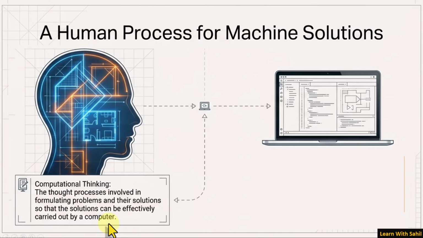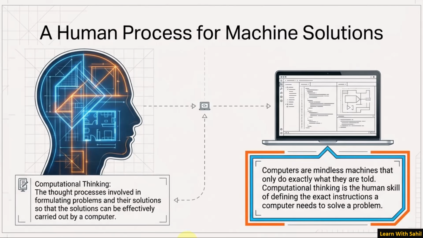So simply it is the thought process that will result in solutions that can be used by computers. Okay, so it is not the computer thinking or how computers think. This is simply how humans need to think to create solutions that can be executed by computers. Computers are mindless machines that only do exactly what they are told. Computational thinking is the human skill of defining the exact instructions a computer needs to solve a problem. Okay, so that is what computational thinking is.